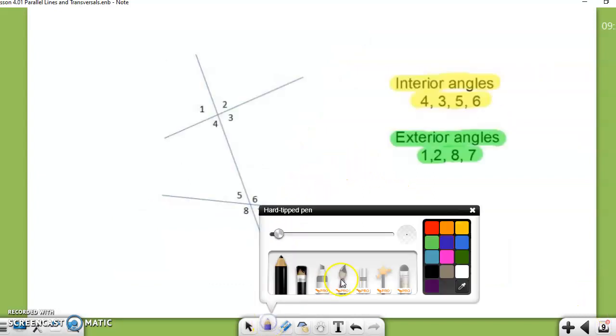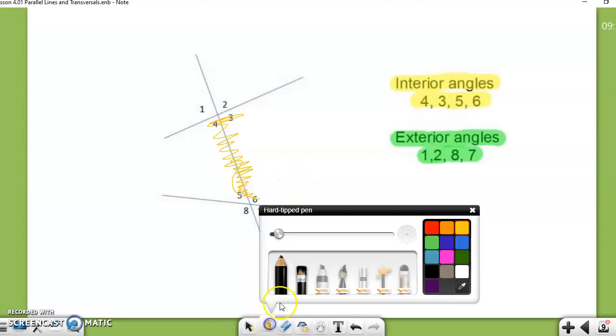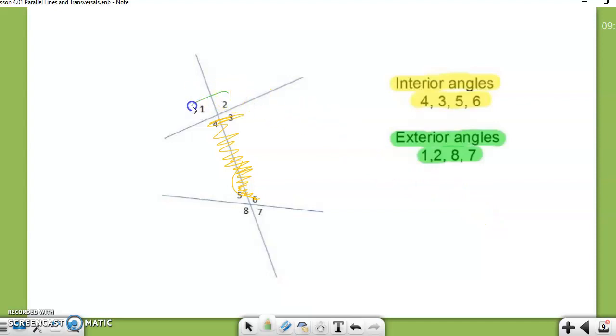Whenever you have lines and a transversal, it's going to create special angles because every intersection will have 4 angles. Here the interior angles are going to be the ones inside the two lines being crossed. So angles 4, 5, 3, and 6. We call those interior angles. The ones outside of the two lines that are being crossed are our exterior angles.